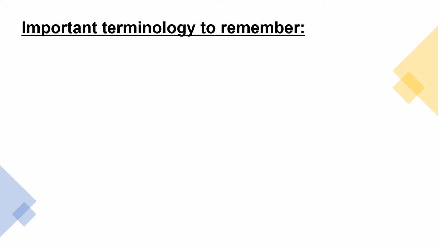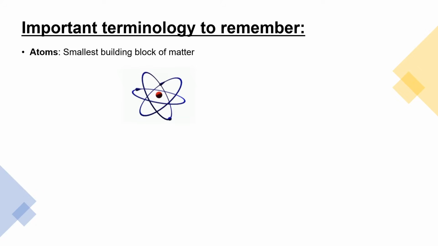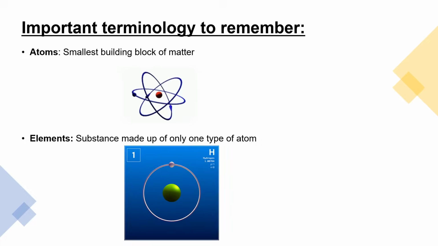Now, some important terminology to remember to help understand the information we will further discuss are the following terms. The first one is an atom. An atom is considered the smallest building block of matter, and an atom cannot be broken down by chemical methods. Our next one is an element. Important to remember that an element is a substance made up of only one type of atom.